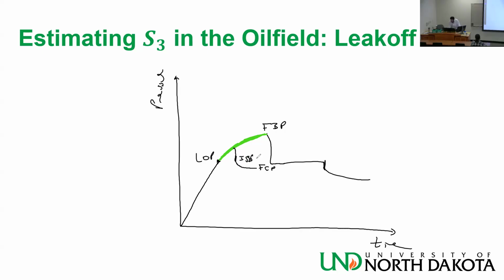ISIP. And I told you there is a lot of controversy. What is S3? Is it the ISIP? Is it the leak-off pressure? Is it the FCP? Or the tangent between. The truth is, all of them are pretty okay indicators of S3, but there is no definitive one. For this class, I said ISIP, because generally it is the highest of the three, and you want to get the highest value to be on the safe side. FCP would be the minimum value.